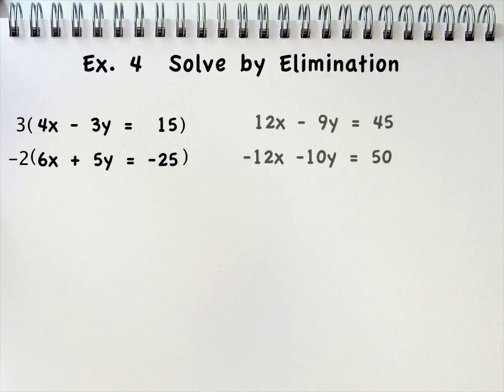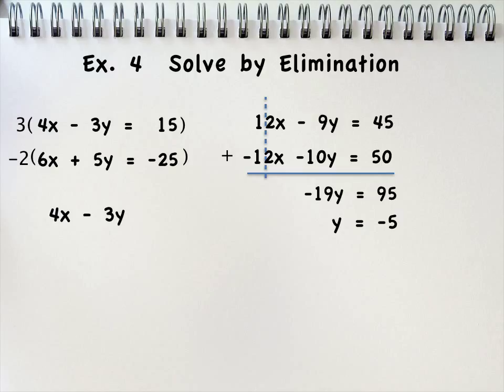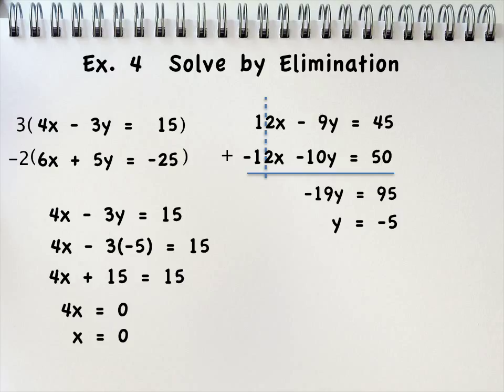So once again, rewrite both equations. Now I can add these together and the x terms will cancel. And I get negative 19y equals 95. I can divide by negative 19 and get y equals negative 5. Once again, you can use either equation to substitute that y value into. I'll choose the top equation. So 4x minus 3 times negative 5 equals 15. 4x plus 15 equals 15. 4x equals 0, so x equals 0. So my solution is (0, -5).